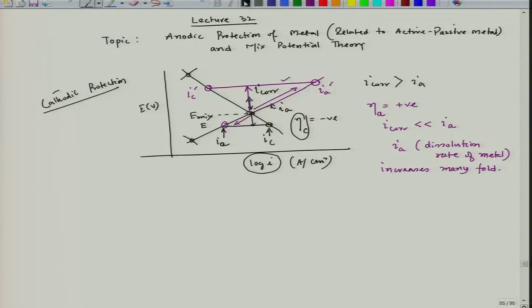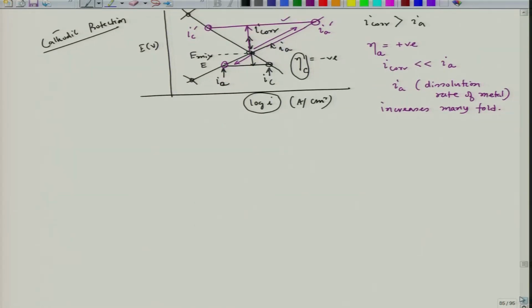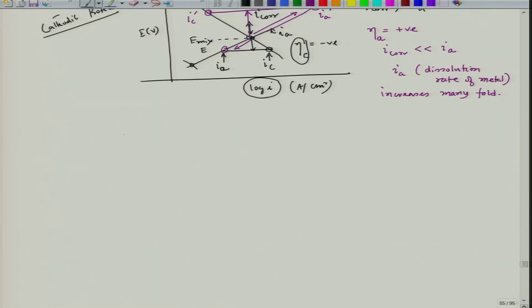But this situation would be different if we follow active passive metal. So, in case of active passive metal, if we draw the active passive metal anodic polarization part, so let me draw that.